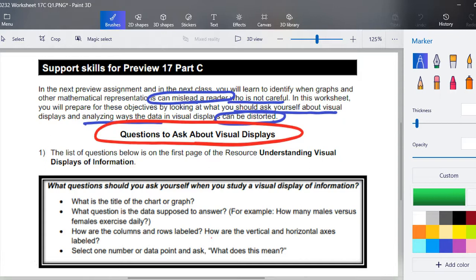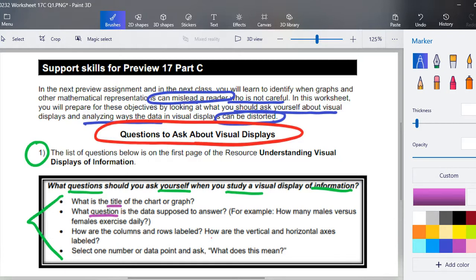Starting with question 1, the list of questions below is on the first page of the resource in your quantitative reasoning material. In our case, it's our Math 1332 class, Understanding Visual Displays of Information. It begins by saying, what questions should you ask yourself when you study a visual display of information? Make note of these, put them on sticky notes, put them somewhere to remind yourself, or just flat out memorize some cue words. Some of the clues might be, what is the title?